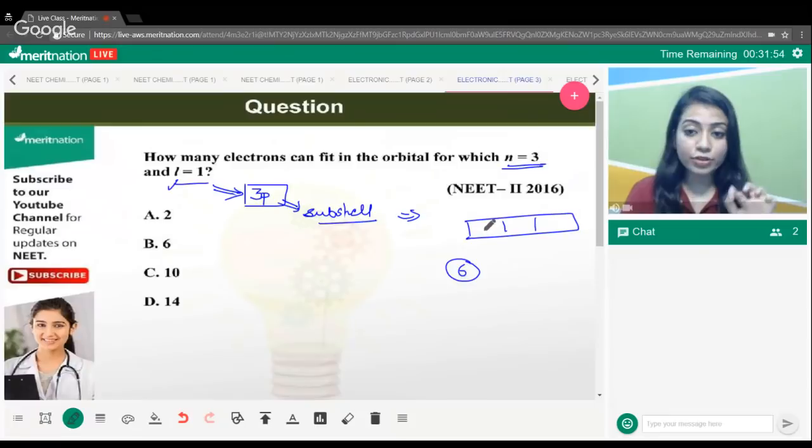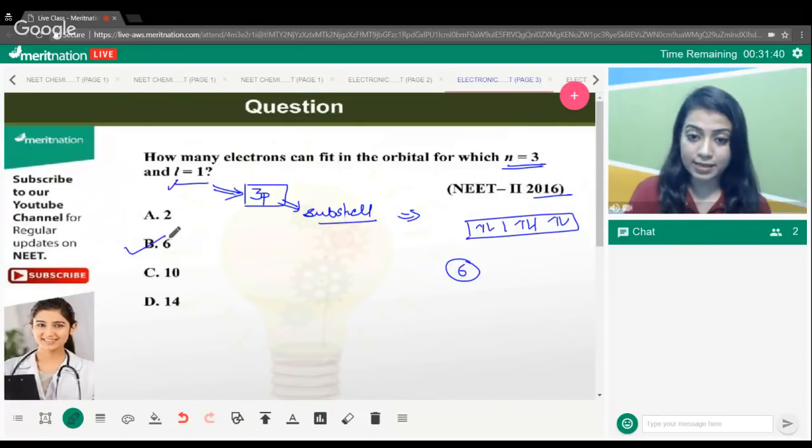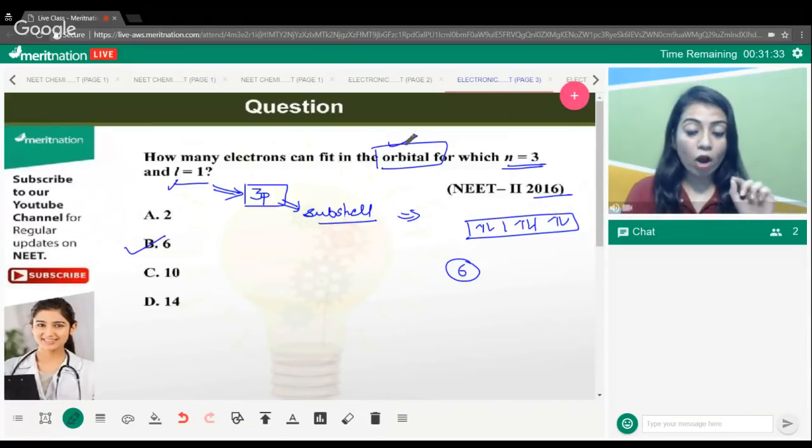Because in the 3p subshell, we have 3 orbitals, and in each orbital, we can have 2 electrons. So total electrons that can be filled is 6. This question was asked in 2016 NEET, and according to the answer key, the answer was 6. But one more thing you have to keep in mind, that it's written orbital here. Now, there is a difference between subshell and orbital.